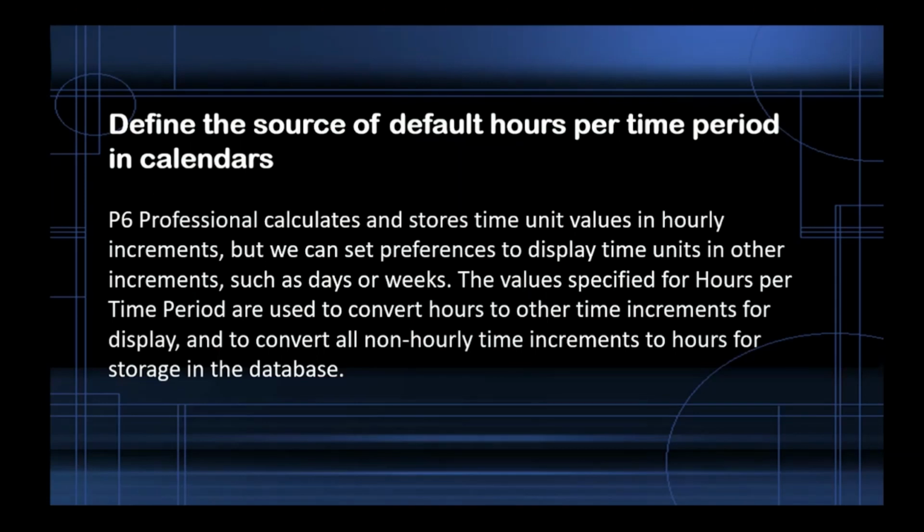We should define the source of default hours per time period in calendars. P6 Professional calculates and stores time unit values in hourly increments, but we can set preferences to display time units in other increments, such as days or weeks. The values specified for hours per time period are used to convert hours to other time increments for display, and to convert all non-hourly time increments to hours for storage in the database.